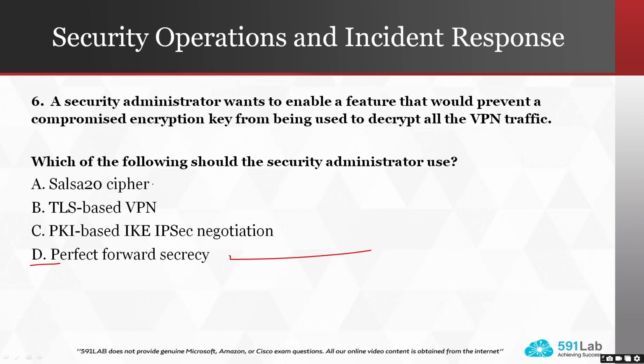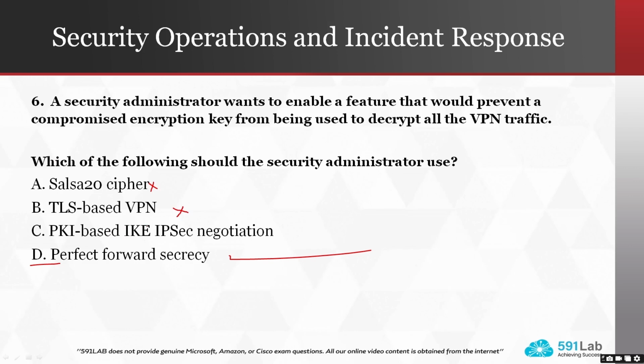The Salsa20 cipher is a strong encryption cipher, but it alone doesn't address the issue of a compromised key. A compromised key in a non-PFS system would still decrypt all the traffic. While a TLS-based VPN, meaning Transport Layer Security, can be used for VPN, it doesn't inherently guarantee perfect forward secrecy. Some TLS configurations may not implement it.